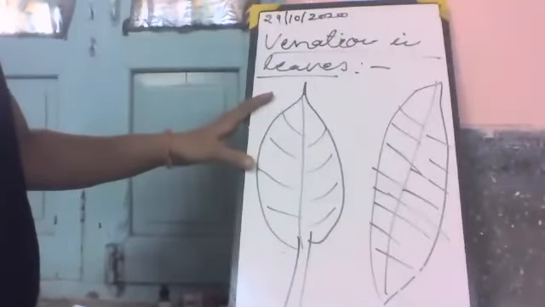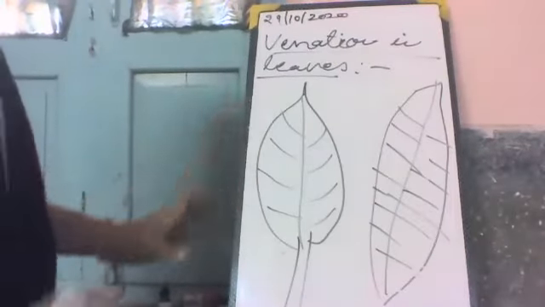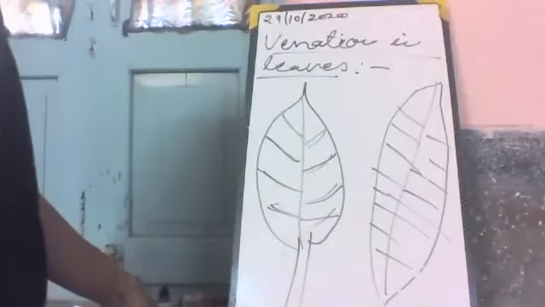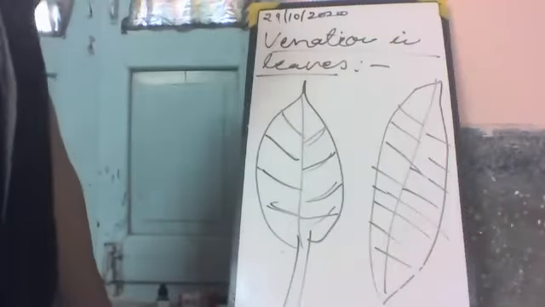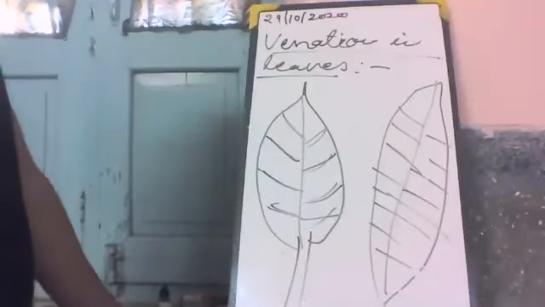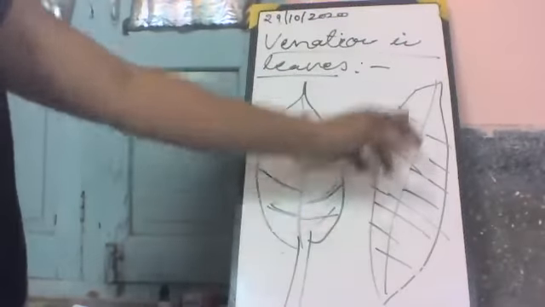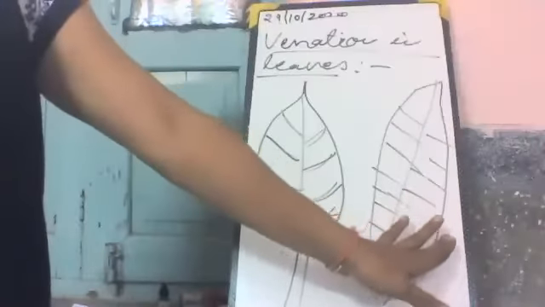If you see here, there is a net-like pattern on both sides. These types of venation are known as reticulate venation, and this venation is found in the leaves of peepal, China rose and mustard. But in banana leaves, the pattern is different.